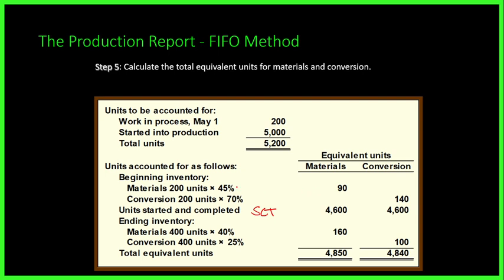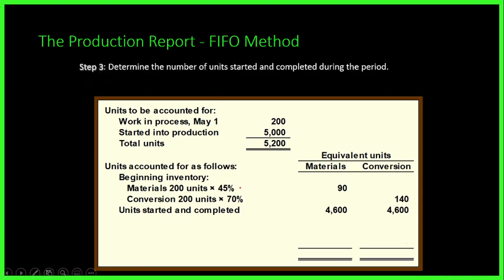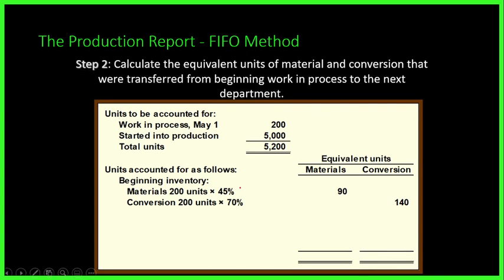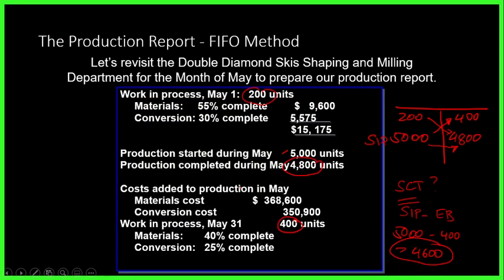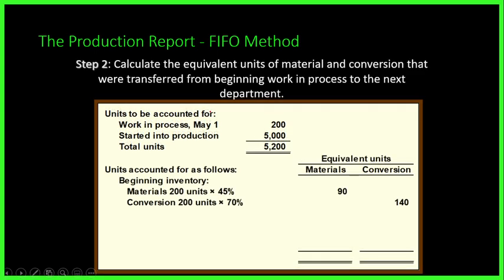Beginning percentage of uncompleted. Tama ba yung English ko doon? Okay, if it's 55% completed, let's go back to the previous slide. If it's 55% completed, yes, it's 55% completed for materials, 30% for conversion. So, ang ginawa mo for this period is the difference. 100 minus 55, you get 45.